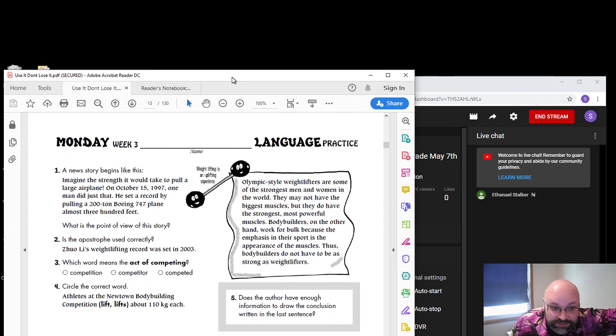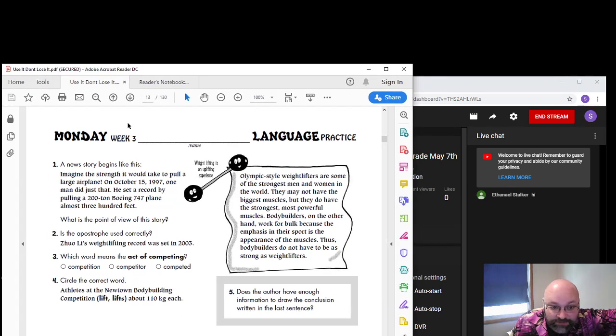So this is the language arts packet. If you kept up to date, you should be finishing up week 3 by now. These are the answers to week 3. The first part of the packet, the Monday, reads, you have to tell me the point of view of this little passage. So imagine the strength.